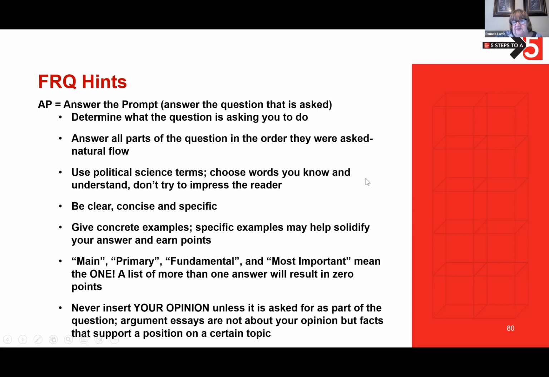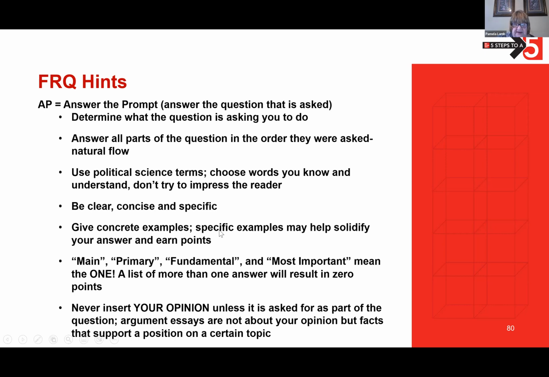Okay, so free response hints: make sure you answer the prompt, answer all parts of it, usually in the order that it was asked. Use what terms you know. For example, due process, equal protection, necessary and proper clause, commerce clause. Use the terminology, political science terminology. Be clear, concise, specific. Give examples. They may help you earn points. If they ask you for the main or the primary, just give them one. Don't give them a list.